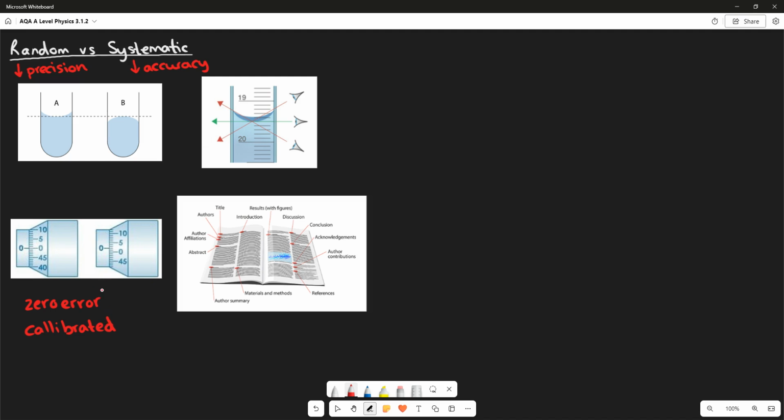Another can be down to experimental technique, and this here with the meniscus is a very good example of that, and we can also talk about the parallax error. So a meniscus is the curvature of a fluid inside a container, and some you have a concave and some you have a convex meniscus. This one would be an example of water.